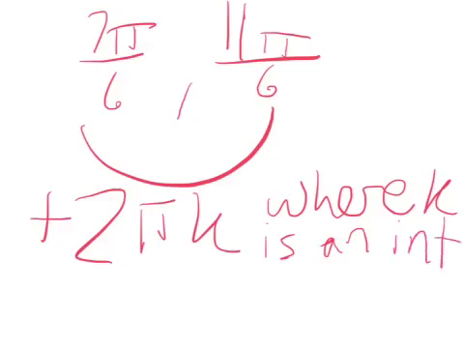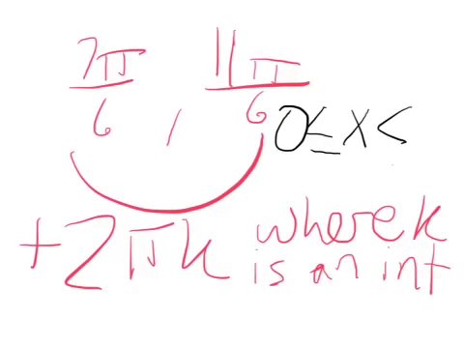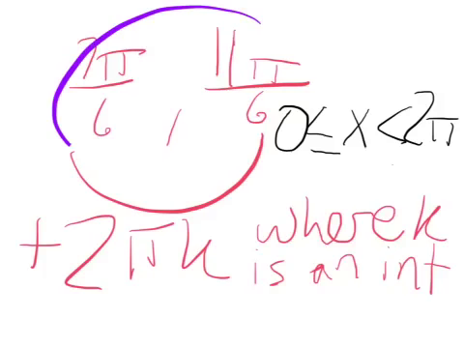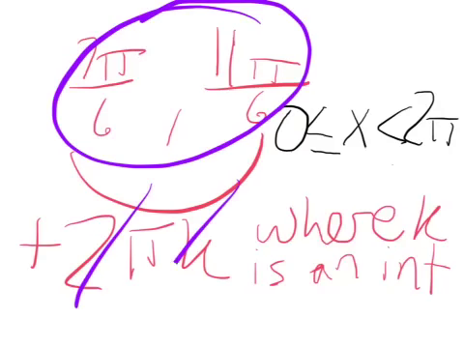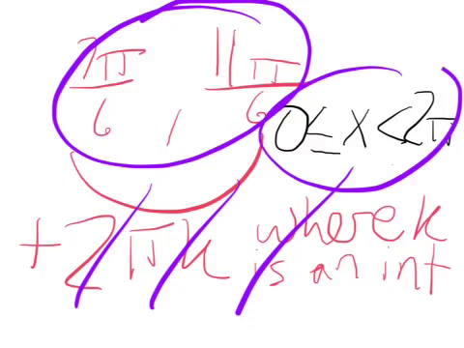But if the problem had this in it, x is in between 0 and 2 pi, then you would just write the answers 7 pi over 6 and 11 pi over 6, and you would not write plus 2 pi k, where k is an integer. So depending on what the problem says is what you're going to do. If there's no restrictions, you write plus 2 pi k, but if there is a restriction like this, you would just write the two answers.